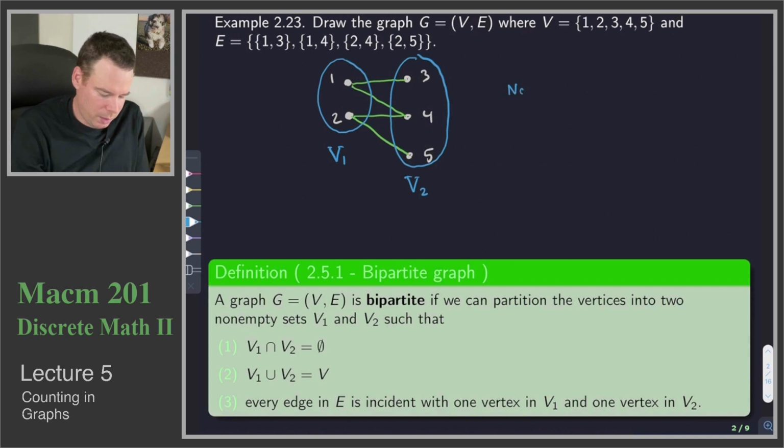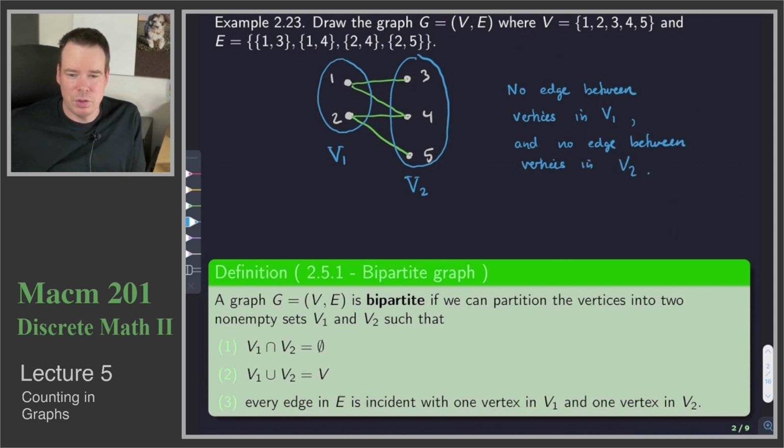Well, there's no edge in this graph between vertices in V1 and no edge between vertices in V2. In other words, there's no edge that connects a vertex in V1 with another vertex in V1, or a vertex in V2 with another vertex in V2. All the edges seem to go across. They go from one vertex in one of the sets to a vertex in another set. This is known as a bipartite graph.